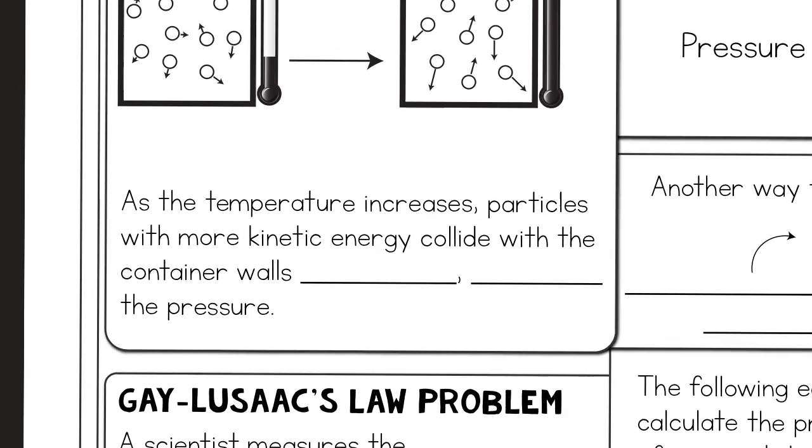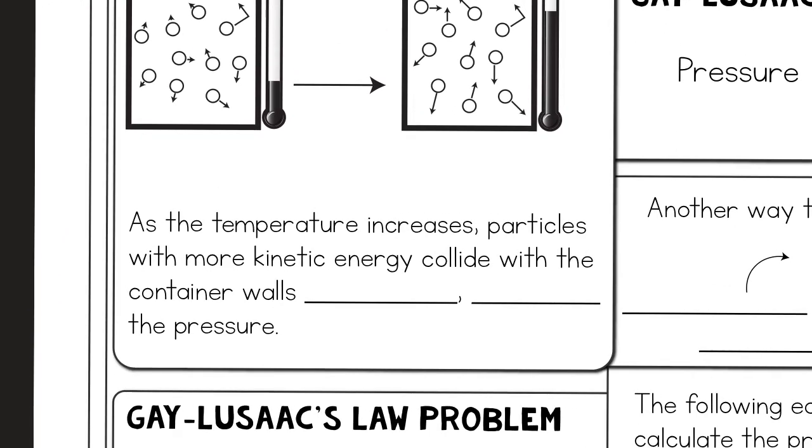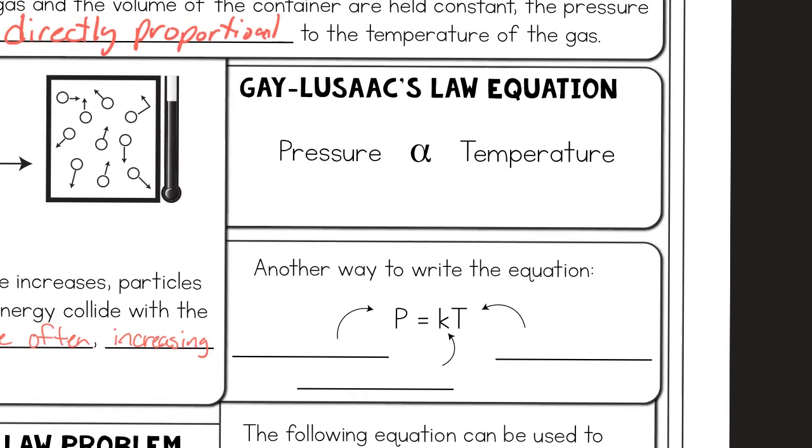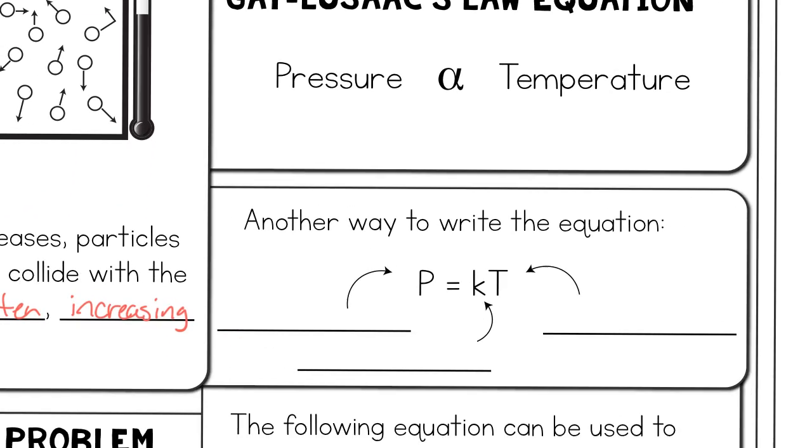So as the temperature of the gas increases, the particles with more kinetic energy collide with the container walls more often, which will increase the pressure. So anything we do to make these particles strike the walls more often or harder will increase the pressure. So pressure is directly proportional to temperature.